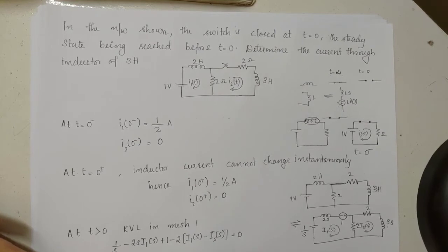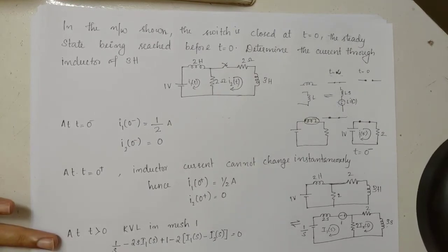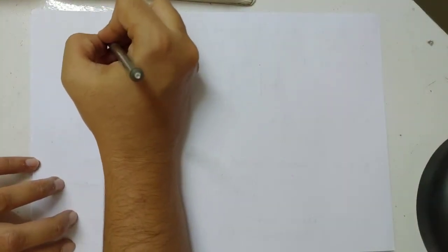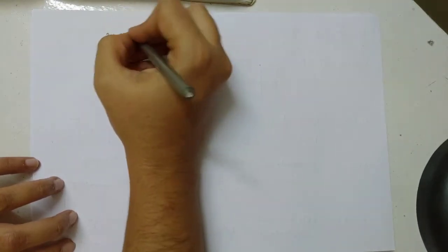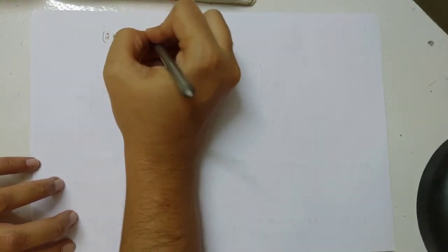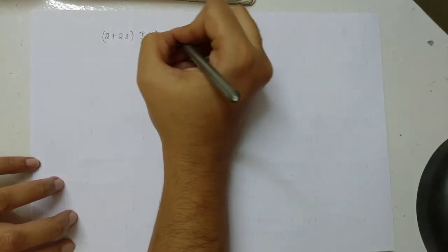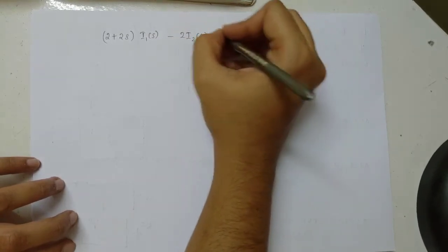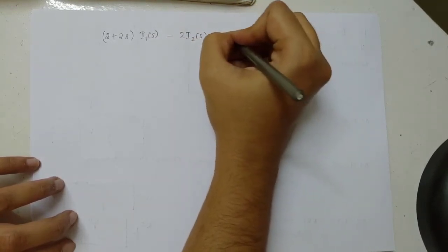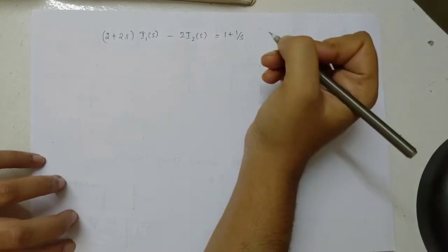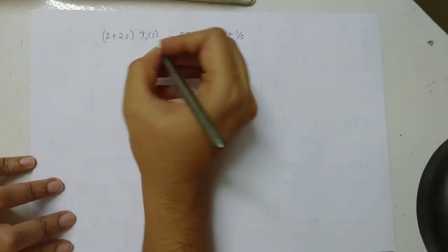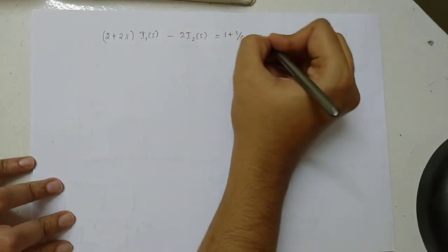Okay, so first we write the KVL equation. Now we can group the coefficients. The terms of I1(s) come with 2 plus 2s, and the terms of I2(s) come with minus 2. Then 1 by s plus 1 is the common term. So 1 plus 1 by s. Keep the signs in mind. So this is our first equation.